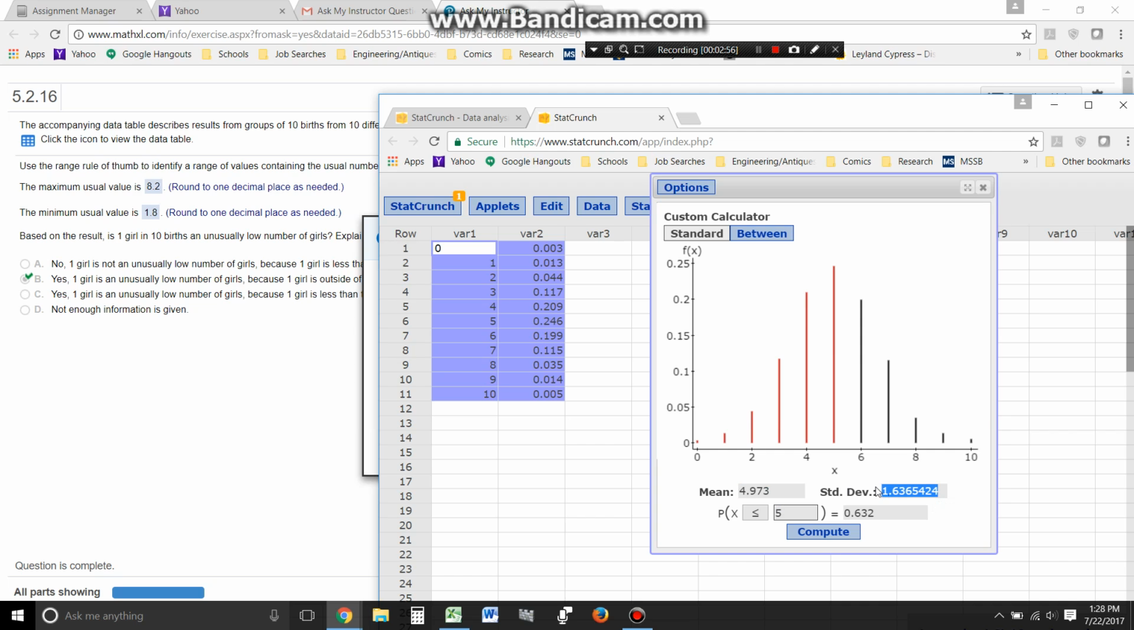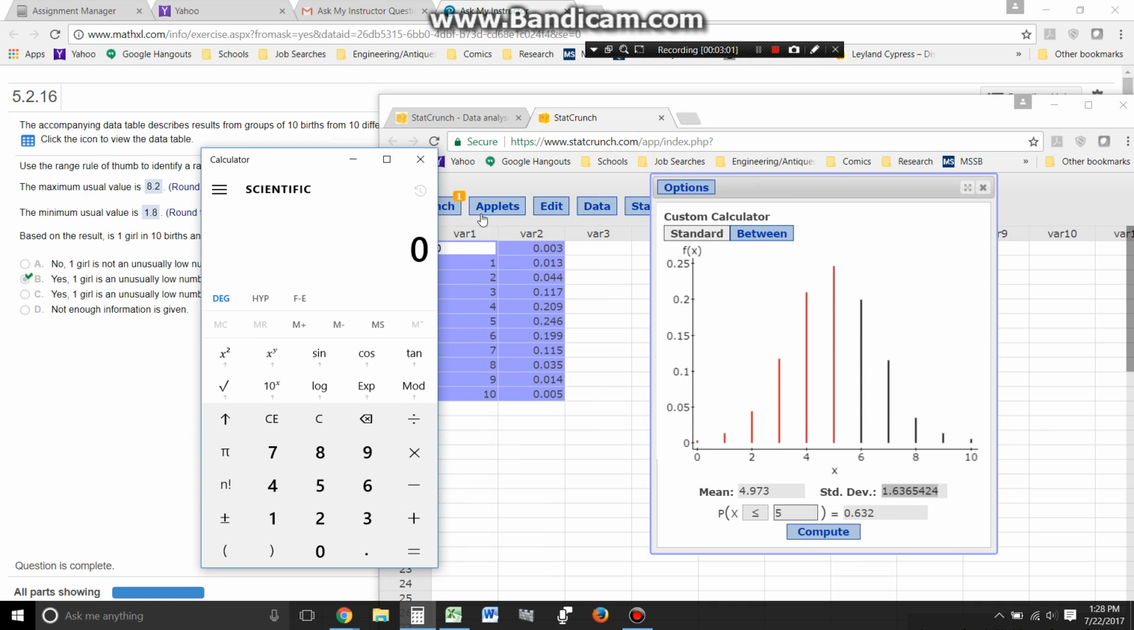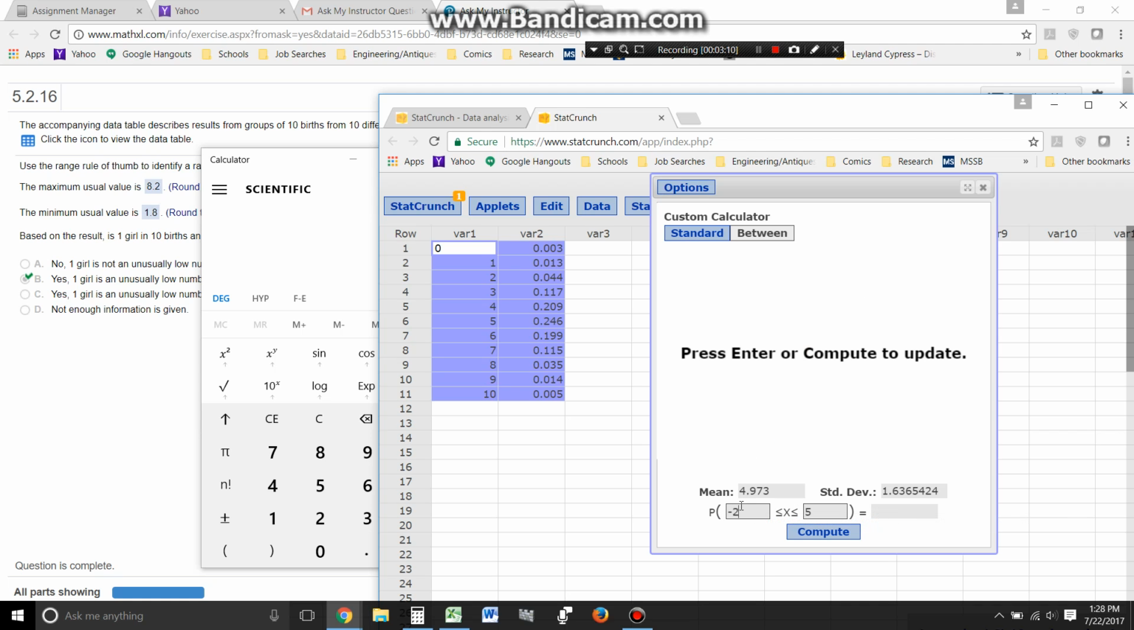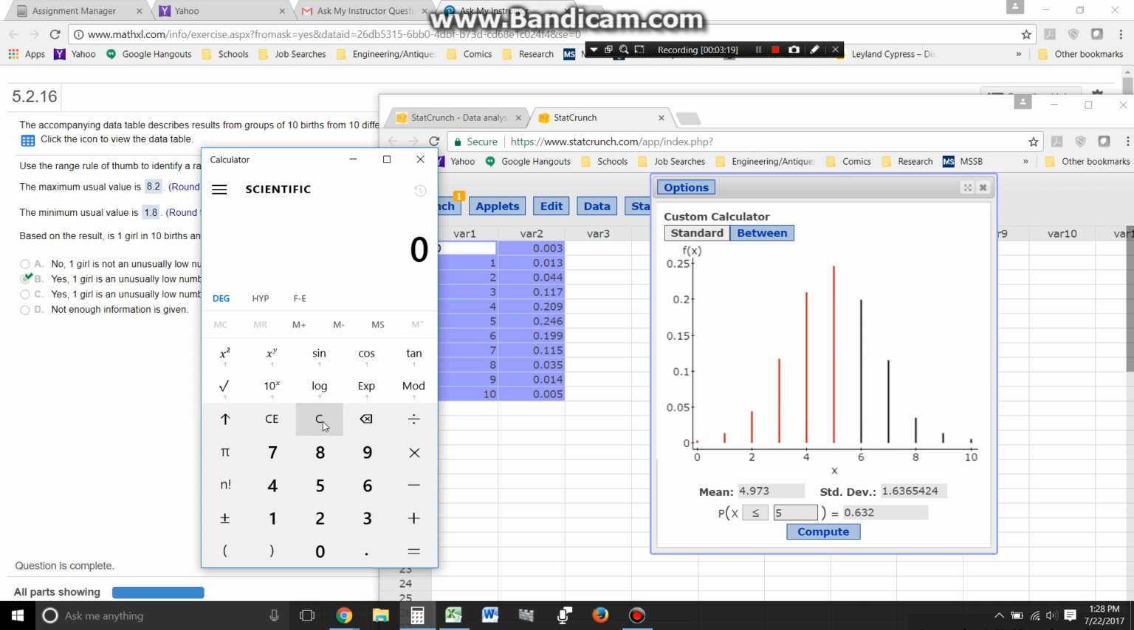So now all I need to do is just make the calculation. And I can do that with a simple calculator. Here's a calculator right here. Actually, excuse me, this is going to calculate the probability, so this is really not what we want. So let me go back to standard here. And let's just put in 4.937 plus 2 times 1.6365424. And again, I'm keeping all the decimal places just for the sake of doing it. So that's going to give me a maximum usual value of 8.2.